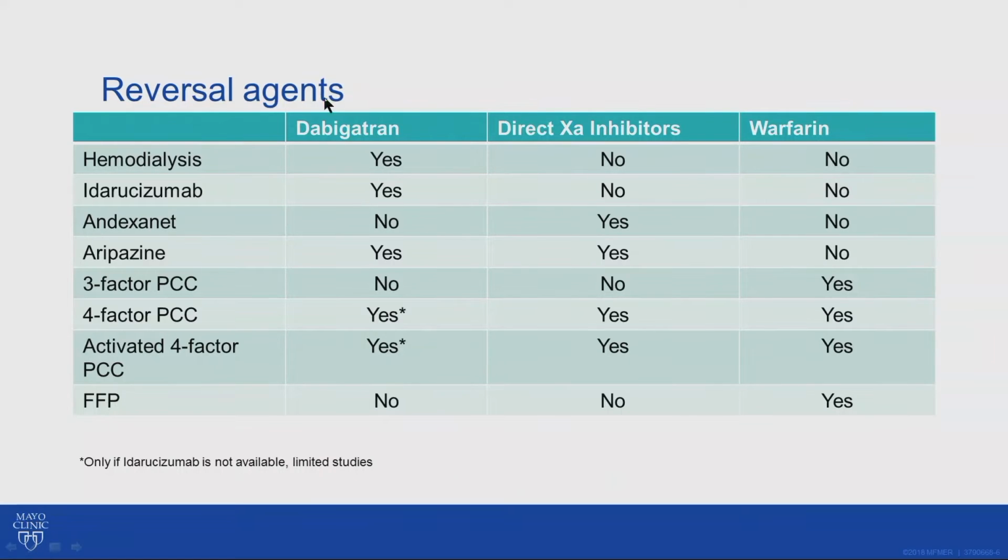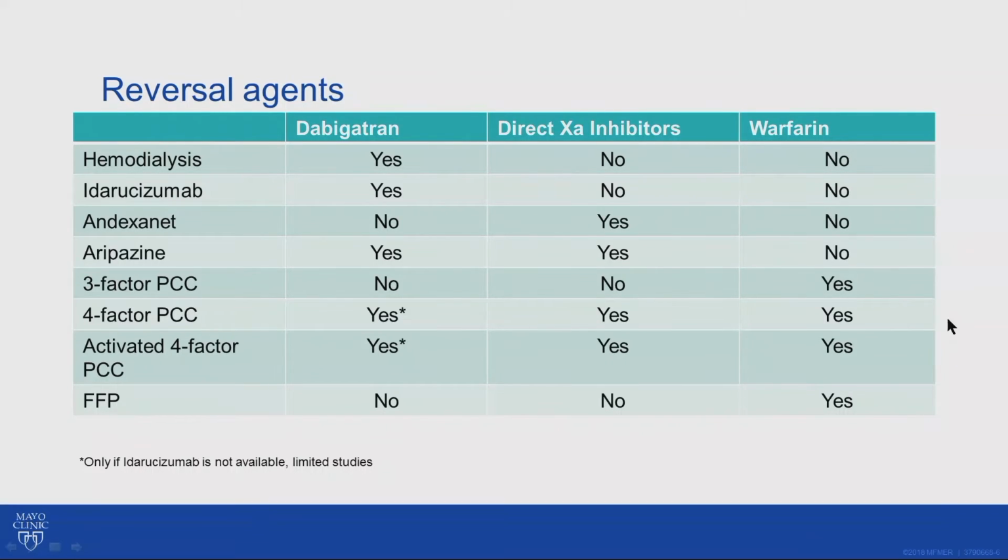I have this chart here of some of the reversal agents that are available. If you look at dabigatran, direct 10A inhibitors, and warfarin, you can see which ones are available for each agent. We're going to refer back to this table a couple of times throughout the presentation. Right now, we're going to start off by looking at warfarin.